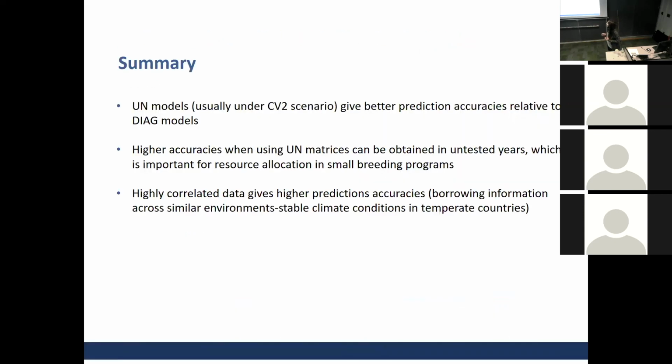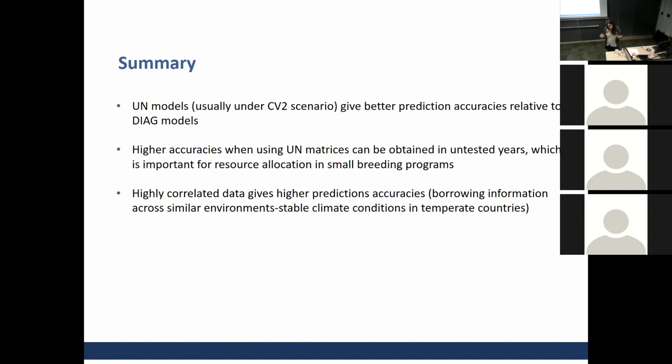So as a summary of this part, again, when you fit unstructured covariance matrices, usually under the cross-validation 2 scenario, they give better prediction accuracies than when using diagonal covariance matrices. And also using these types of matrices is beneficial when we try to predict untested years. This is also true because in the case of the unstructured covariance matrix, the correlations or covariances between environments were very high. So for these reasons, those high correlations really improve our prediction accuracies with these types of matrices.